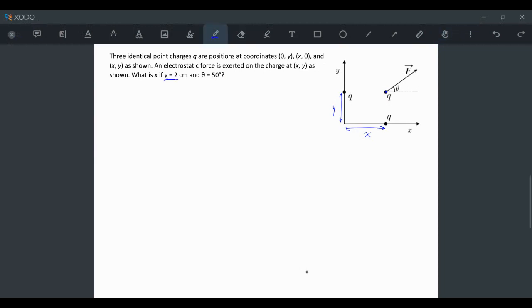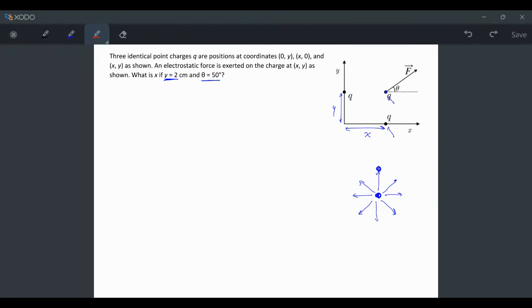We're given y here, and told that the angle this force makes is 50. We have to figure out what x is. This one is deceptively simple, I think. You should know from lecture that if you have a point charge, the force points radially, or the electric field points radially, is another way to think about it. If you had a charge here, like this guy and this guy are separated, then the resulting force vector is going to point like this.